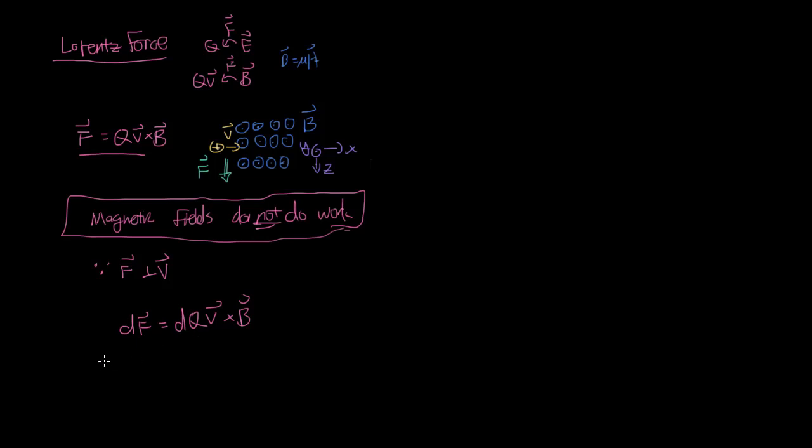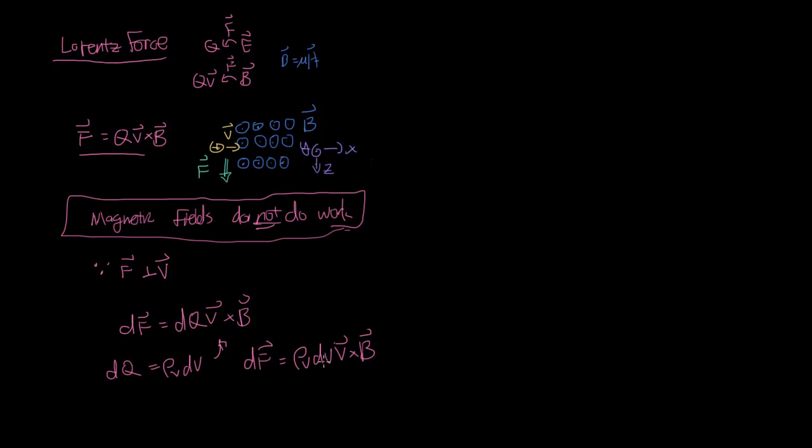Now let's take a closer look at this. We can rewrite dq, a small section of charge, as equal to the volume charge density times a small volume of charge, right? So plugging that in, an infinitesimally small section of the force is going to be a small amount of charge, which in this case is rho dv, times the velocity cross B. So remember, this is volume charge density.